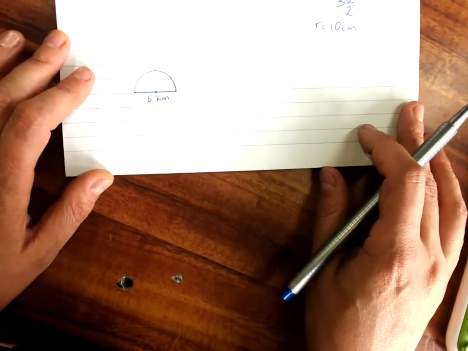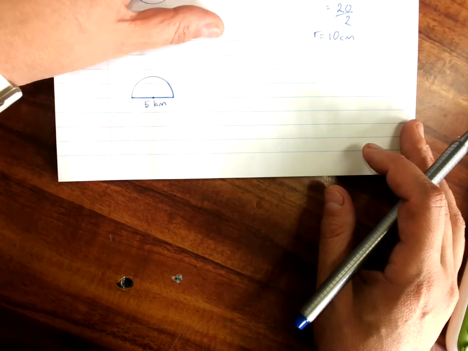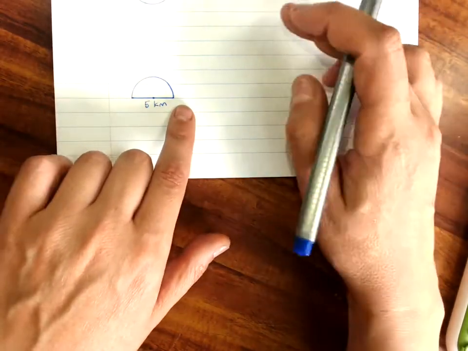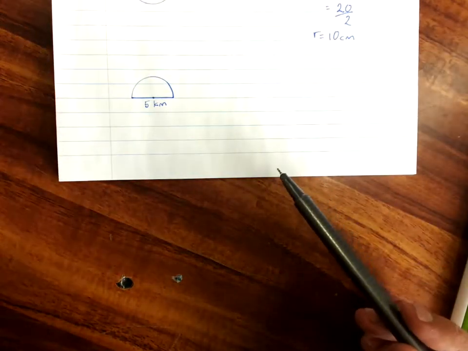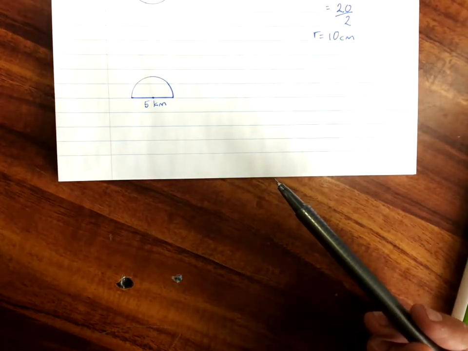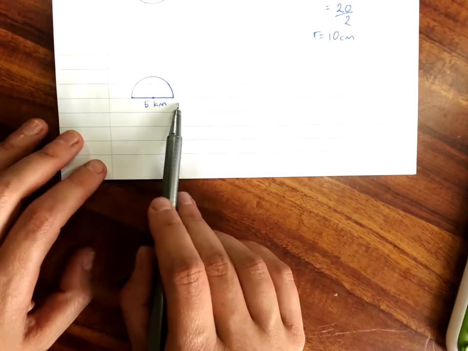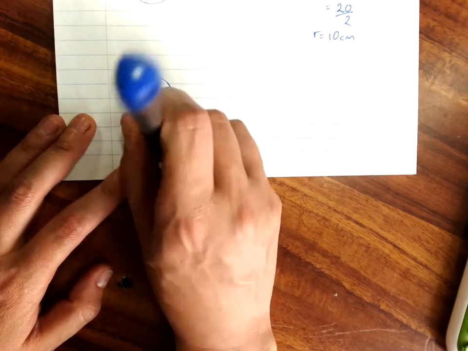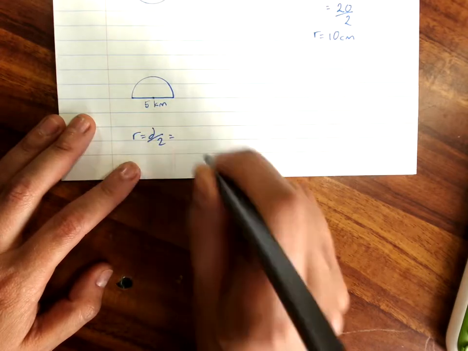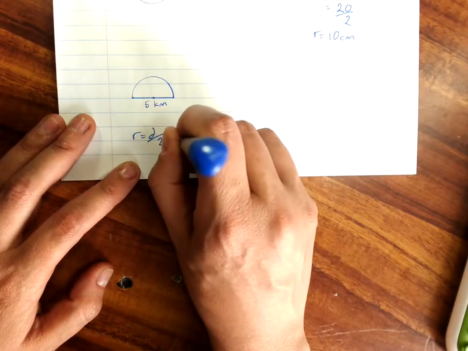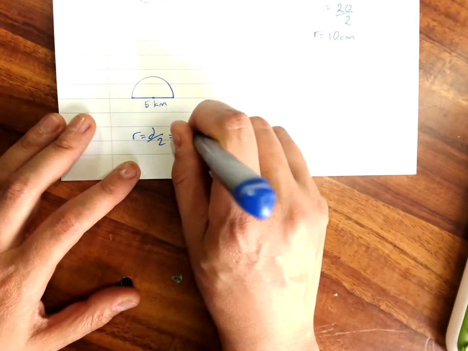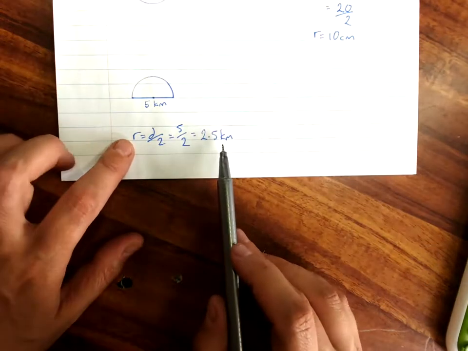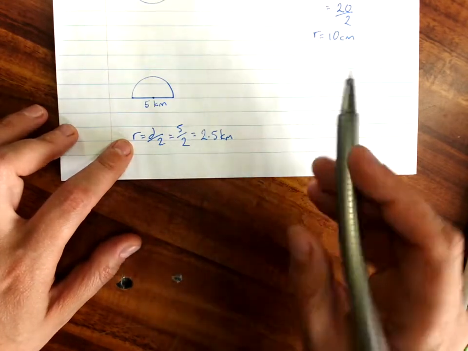The last one is a semicircle, half a circle. They've given us the distance across the bottom of the semicircle, and that's the diameter. So the radius is the diameter divided by 2. 5 divided by 2, you can grab your calculator if you need to. That's 2.5 kilometers. You need the radius for the circle formula.